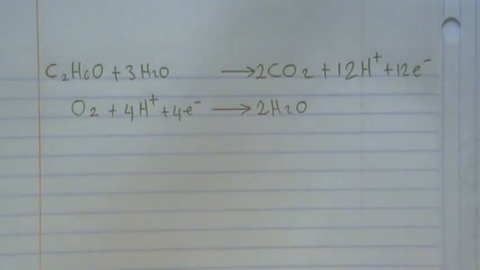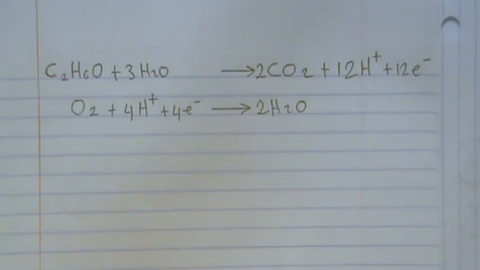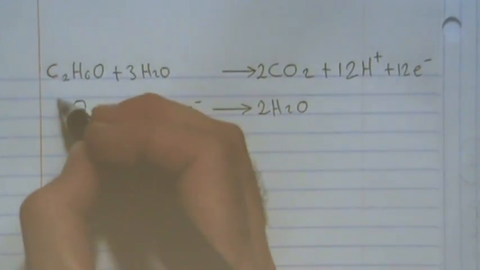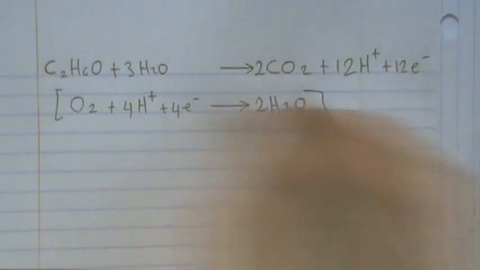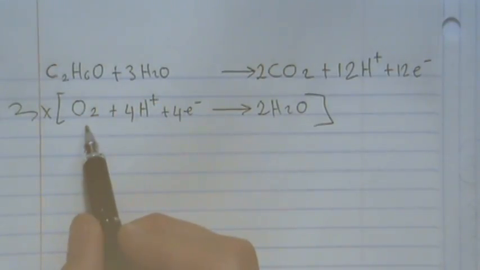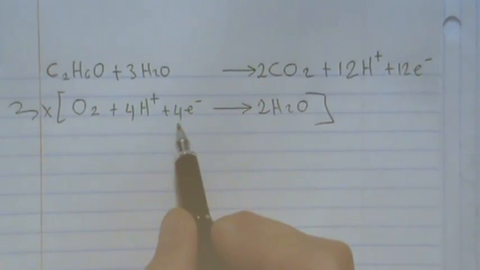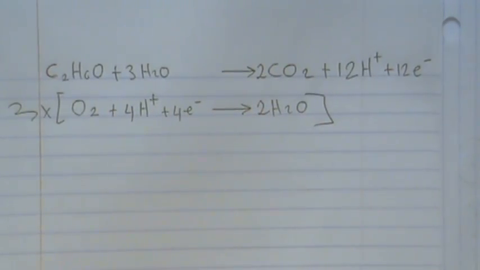Now, the next step is to have the same number of electrons, right? You have 12 here, you have 4 there. So we'll multiply by a number to make them equal. So you will have to multiply this one by 3. 3 times this. If I take 3 oxygens, then I will need 12 electrons, which I have from there. So 12 in, 12 out, they cancel, right?